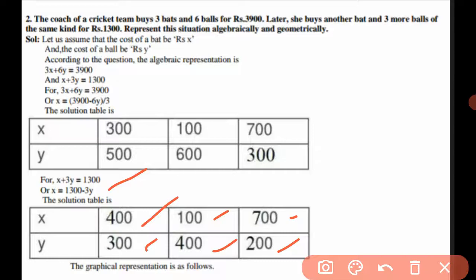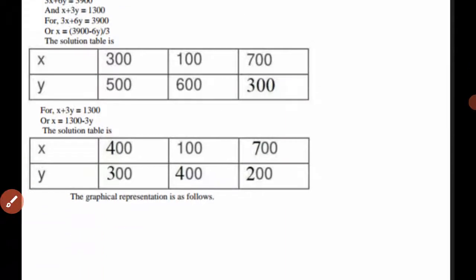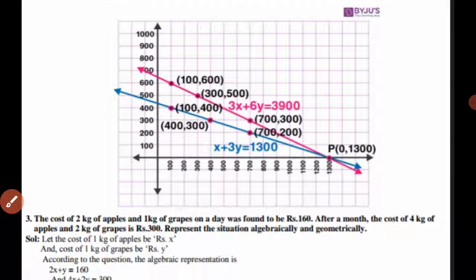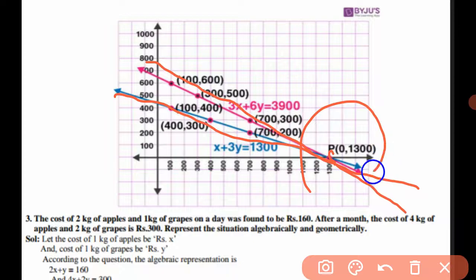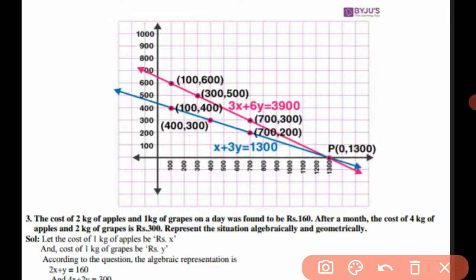With the help of these solutions, the graphical representation is as follows. With the first equation, this line will be formed on the graph paper, and with the second equation we can make this line. The point where these two lines meet is the solution. In this way we can find the cost of one ball and the cost of one bat.